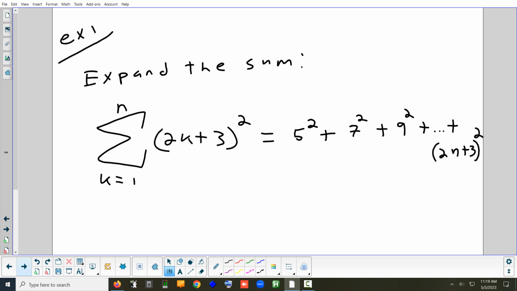This is not infinite. This is finite. It stops right here. What number is n? I don't know. But it does stop somewhere. Any questions on how we expanded that out? Okay.